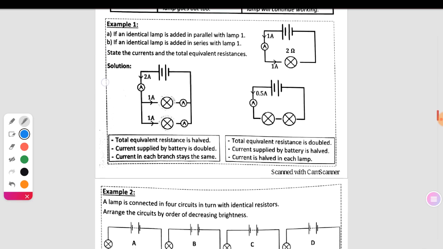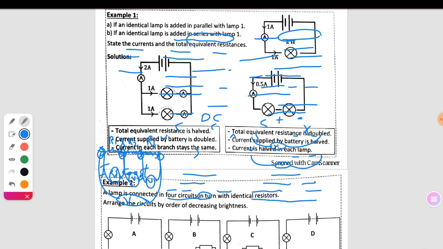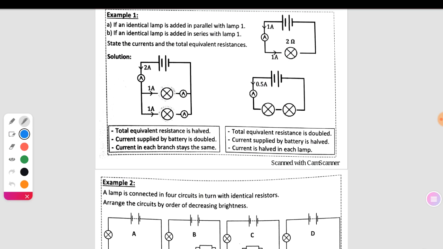Here is an example for connection of parallel and series. If an identical lamp is added in parallel, this is the battery, producing a current of 2 ampere. This is a meter, an instrument used to measure the current intensity. At this point, the current is divided into 1 ampere in one part and 1 ampere in the second side. So the reading of the meter is 1 ampere, because the total current is 2 ampere.